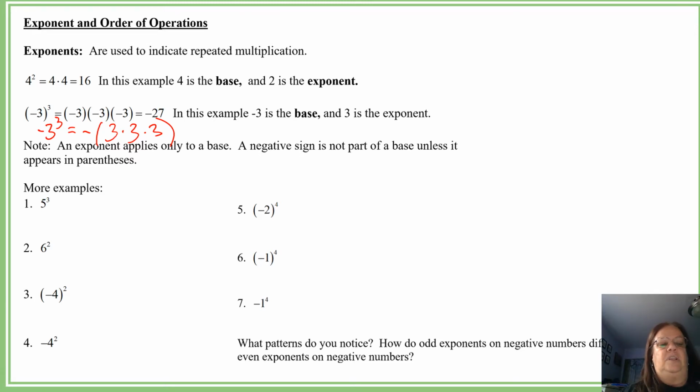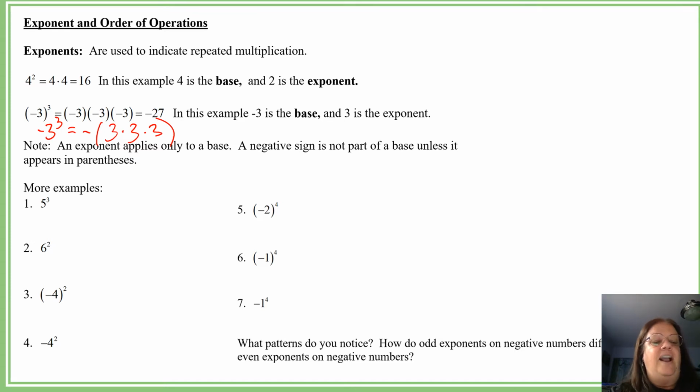Okay, so let's do some examples. I know, I keep turning it. Okay. The picture looks opposite of what I feel.